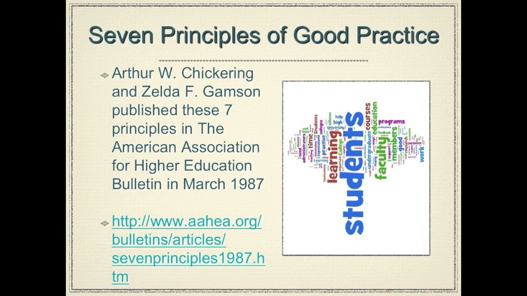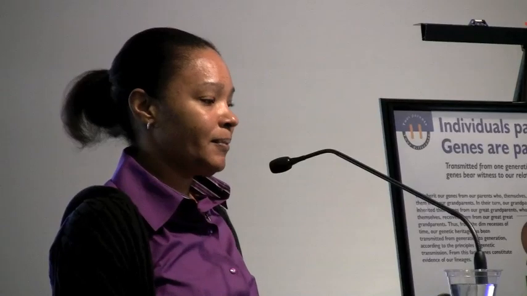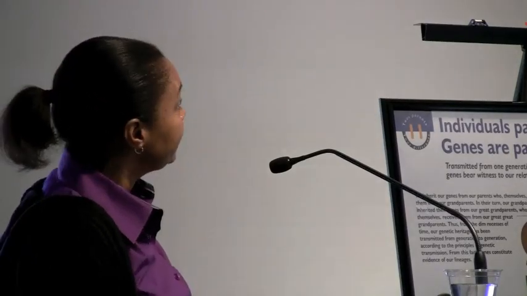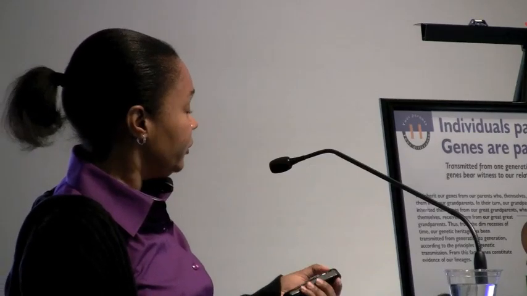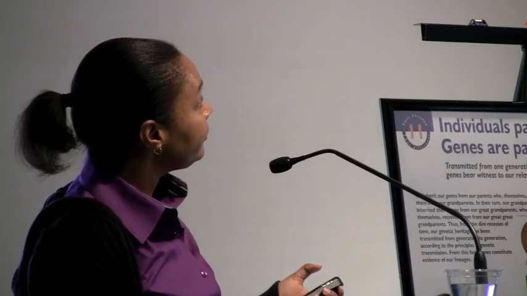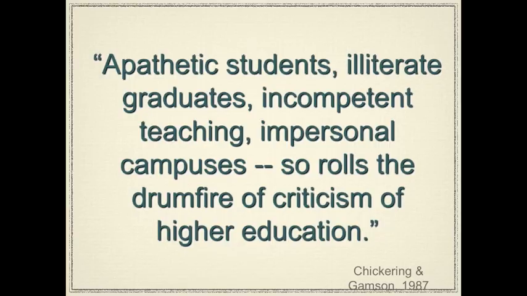So their focus is students, learning, and faculty for these 7 principles. But I mention this because the principles were written 22 years ago, and it's interesting how they began the article. This is what they said: Apathetic students, illiterate graduates, incompetent teaching, impersonal campuses, so rolls the drumfire of criticism of higher education.